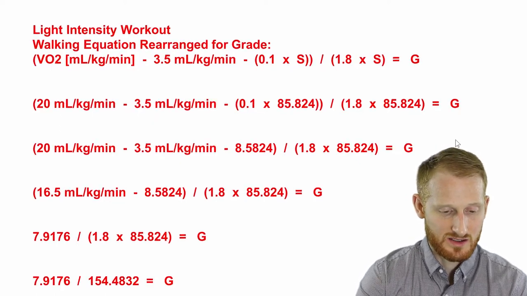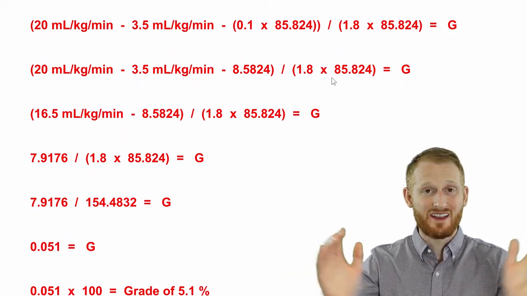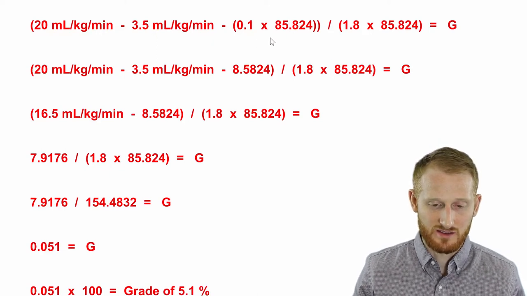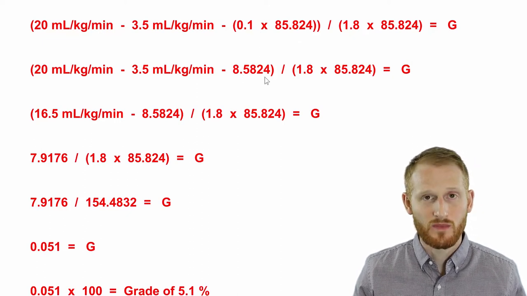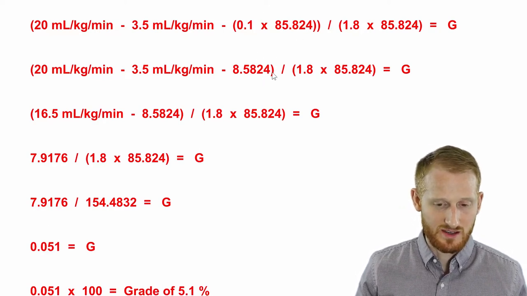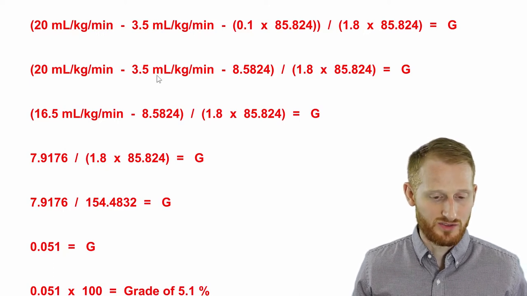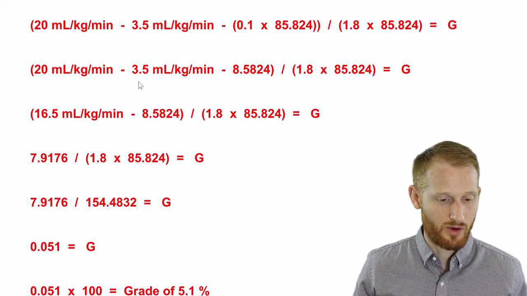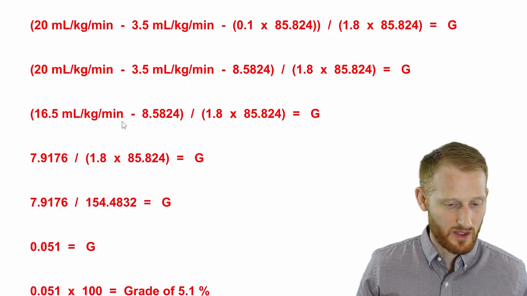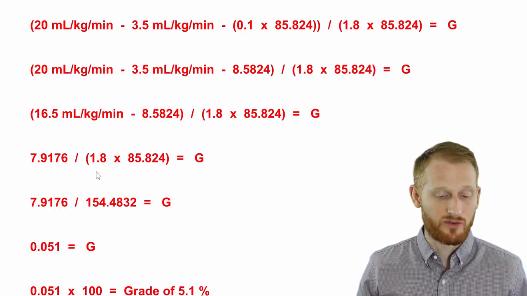All right, so let's start to do some of these calculations. First thing I'm going to do, I'm going to start from the innermost parentheses. So the innermost parentheses is the 0.1 times 85.824. And when we do that, we end up with 8.5824 as our outcome from that. And so that gets rid of this inner set of parentheses. So now we need to deal with this bigger set of parentheses. So I'm just going to go step by step here, starting from the left because they're all just subtraction signs here. So 20 minus 3.5 gives us 16.5. And then we're going to take the 16.5 minus the 8.5824, and we end up with 7.9176. Now I'm going to work on the next set of parentheses before doing this division.